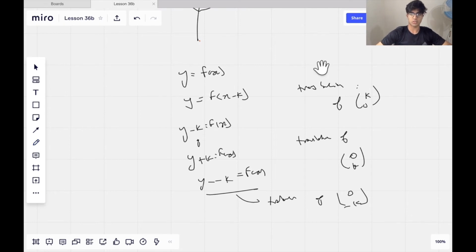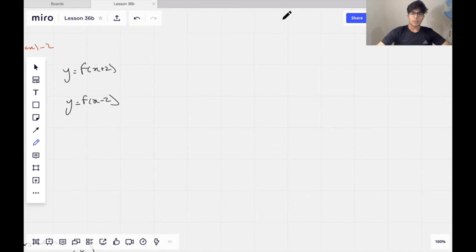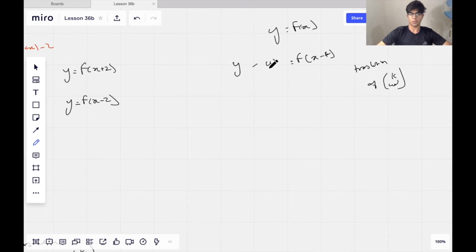When it comes to translations, when we have y equals f of x, and then we plot the new one, y equals f of x minus k, this is a translation. Or, to say this a bit more generally, y minus w equals f of x minus k is a translation of k, w. And if w is positive, then we do minus minus. So if it was plus and plus here, we'd have a minus and minus there. So that's how we deal with translations.